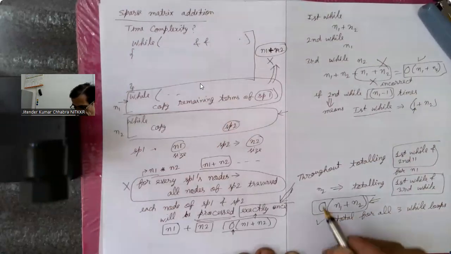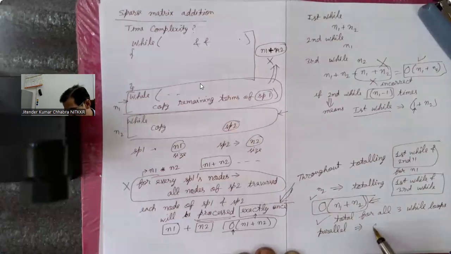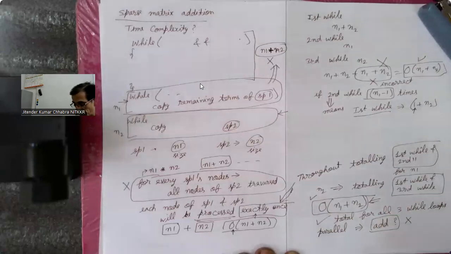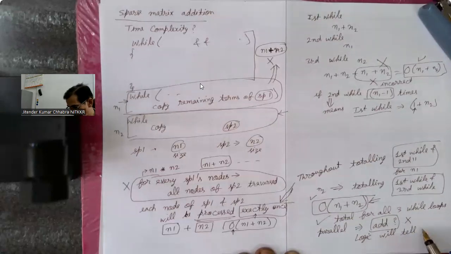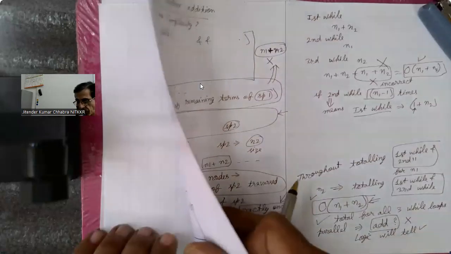So in some logics, you just don't see that parallel loops don't always mean that you add them. No. So this might not always be true. Parallel loops normally will add their steps, but in such situations, you have to find out what the logic tells you about how many exactly times the main statements will execute. And through that, your time complexity or step count will be found out.